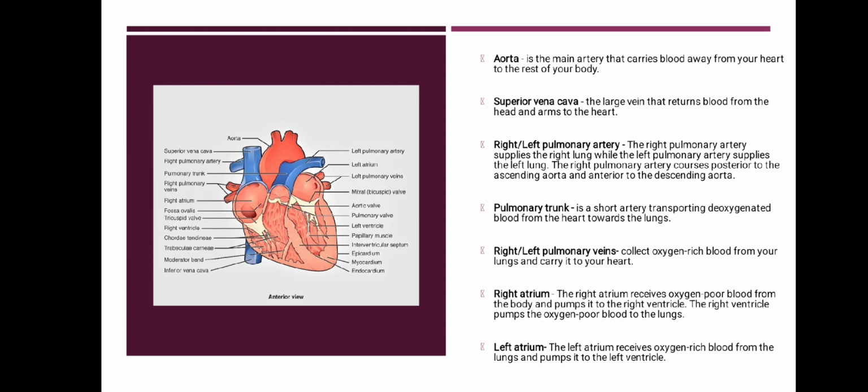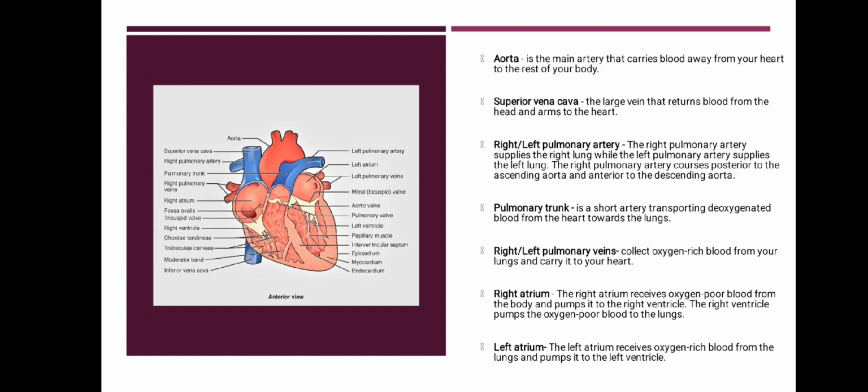Left and right pulmonary artery. The right pulmonary artery supplies the right lung while the left pulmonary artery supplies the left lung. The pulmonary trunk is a short artery transporting deoxygenated blood from the heart towards the lungs. Right and left pulmonary veins. They collect oxygen-rich blood from your lungs and carry it into your heart.